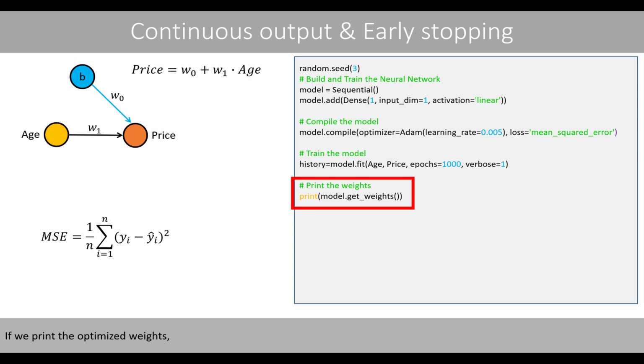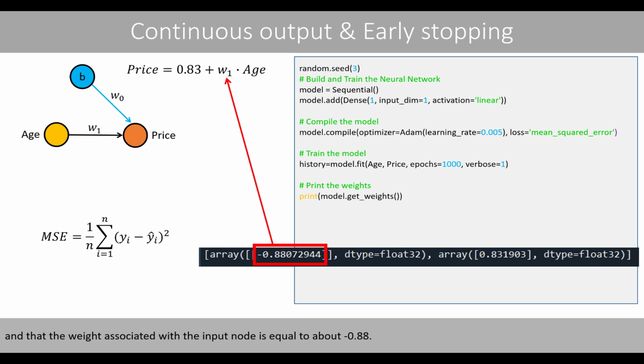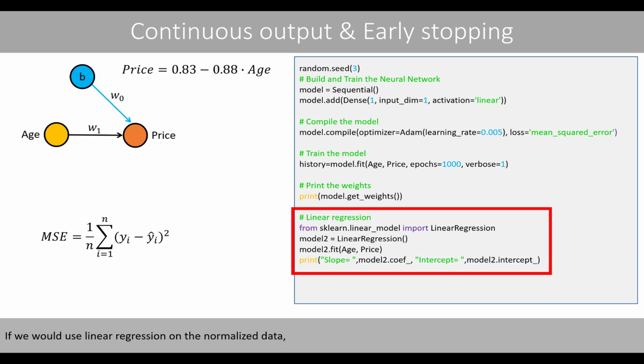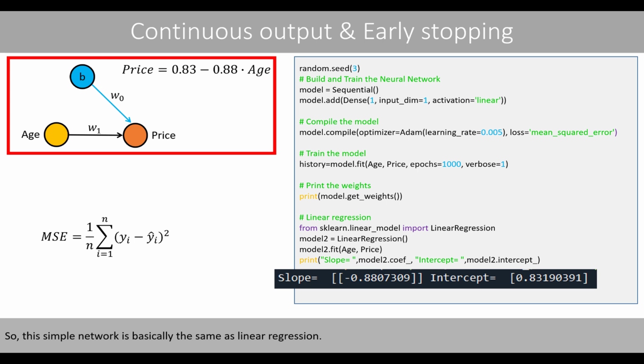If you print the optimized weights, we see that the bias weight is equal to about 0.83, and that the weight associated with the input node is equal to about negative 0.88. If we would use linear regression on the normalized data, we'll get approximately the same values as the two weights in our network. So, this simple network is basically the same as linear regression.